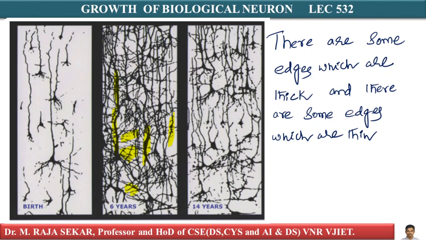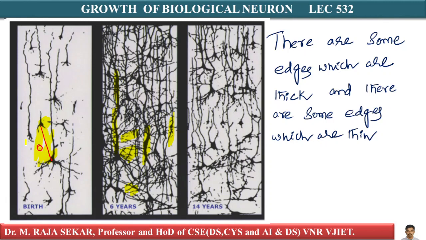For example, in this case, between these two neurons, just observe, there is no edge. Between this neuron and this neuron there is no edge, isn't it? The weight is 0 because there is no edge present at all. So what's happening is, from the time of birth up to the time the kid is 6 years old, a lot of brain development is happening.